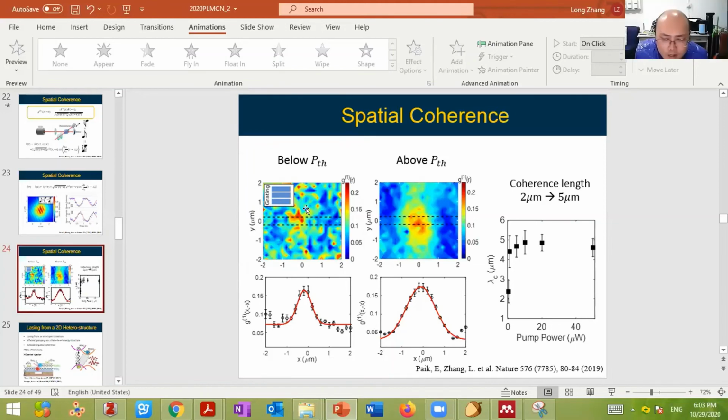Yes, now I see from the graph there did exist some difference, at least in the full width at half maximum of your curve. Okay. Yeah, thank you for the answer.